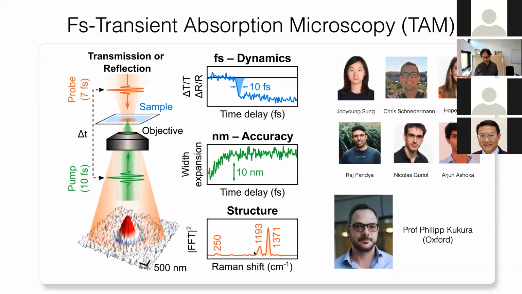Something that we won't talk about today is that we can also do time-resolved Raman using this, because we have very fast pulses, but we can get chemical information as well, so chemical mapping.